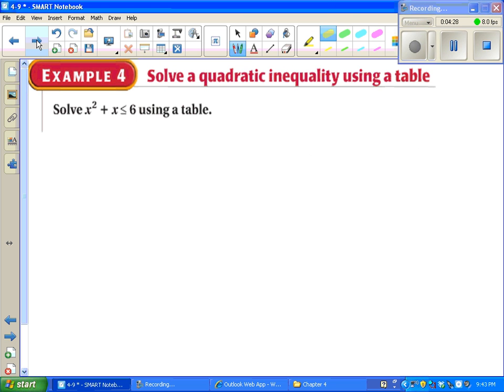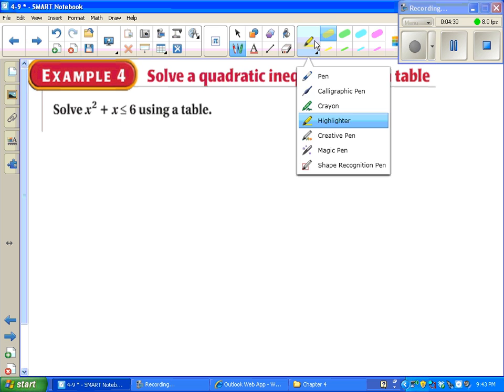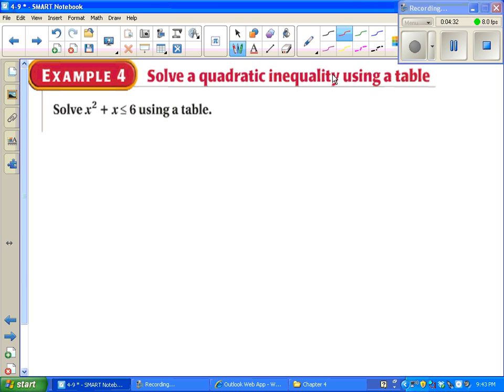Example 4, solve a quadratic inequality using a table. That's got to be the worst advice I've ever heard. Don't ever solve a quadratic inequality using a table. The best way, in my opinion, of solving a quadratic inequality is to find the zeros and then mark off those zeros on a number line. And I'll tell you what to do from there.